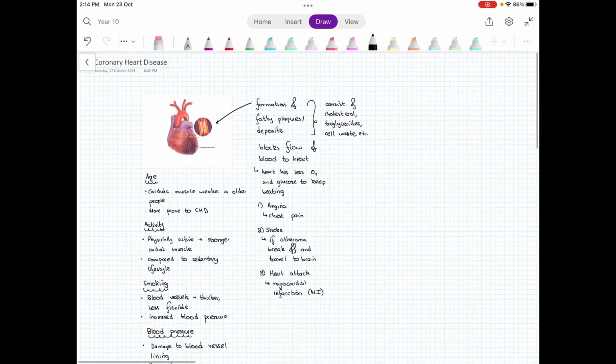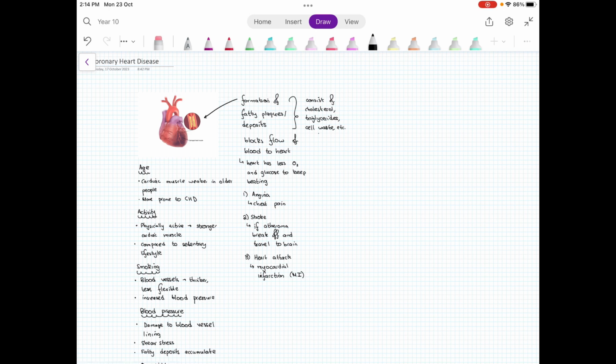Okay, so there you have it. This is an overview of what coronary heart disease is and the different risk factors involved.